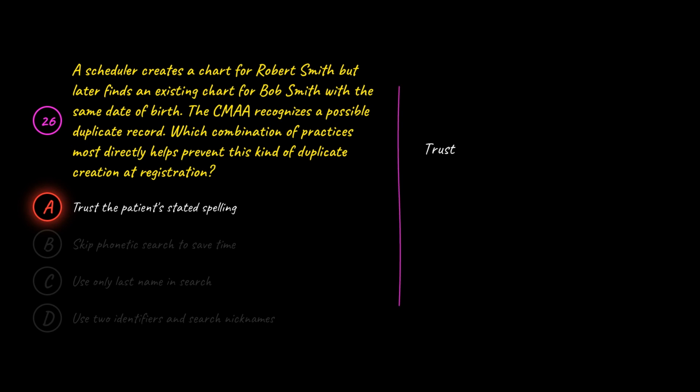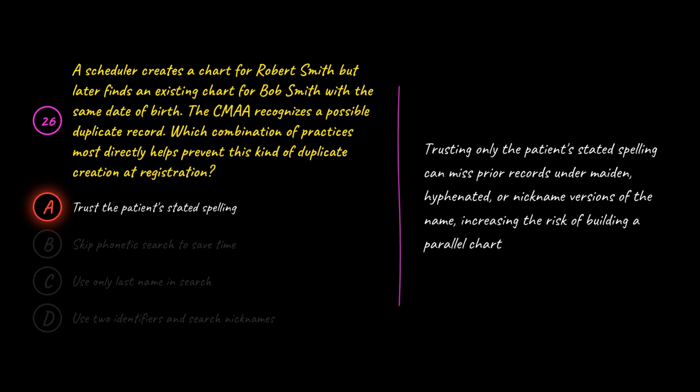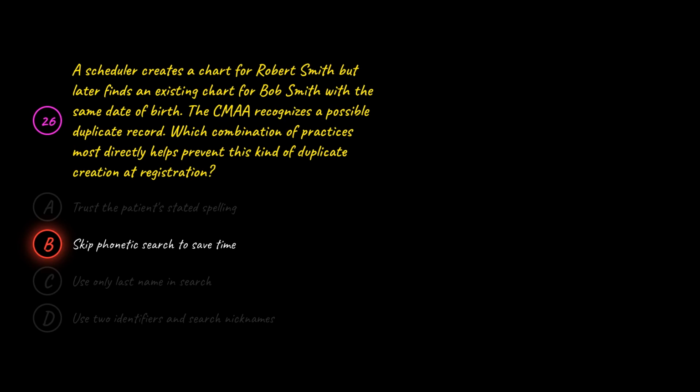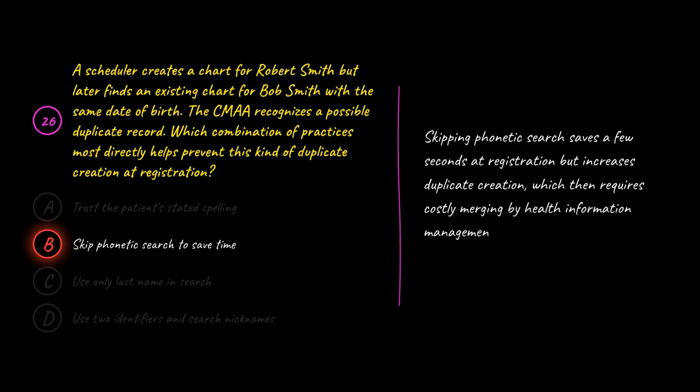A is wrong because trusting only the patient's stated spelling can miss prior records under maiden, hyphenated, or nickname versions of the name, increasing the risk of building a parallel chart that fragments the patient's history. B is wrong because skipping phonetic search saves a few seconds at registration but increases duplicate creation, which then requires costly merging by health information management staff later in the patient's care relationship.